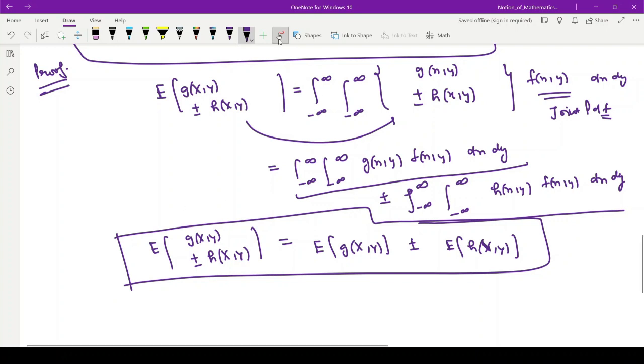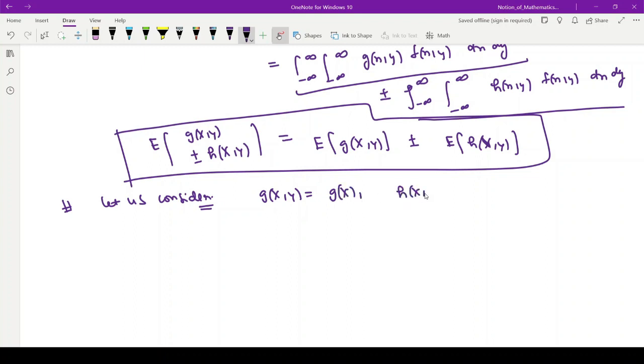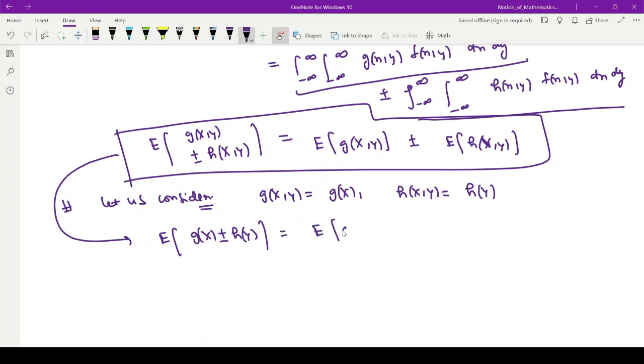Similarly, in this particular topic, let us consider that g x y is only a function of x. We can consider it, that is not a problem, g of x, and h of x y is only a function of y. Then how will this formula be transformed? It will be the expectation of g of x plus or minus h of y is the expectation of g of x plus or minus the expectation of h of y. It is like this one.